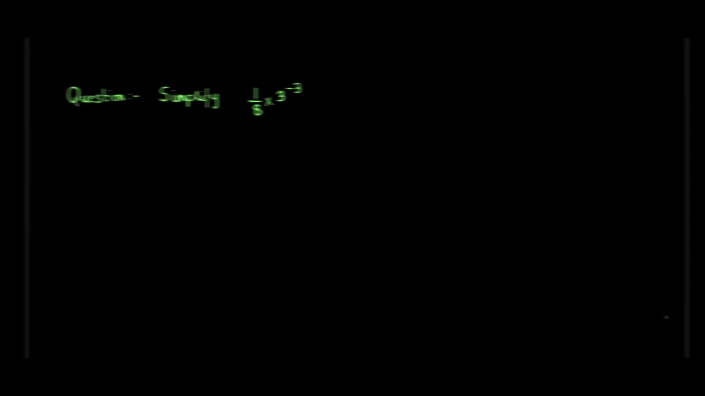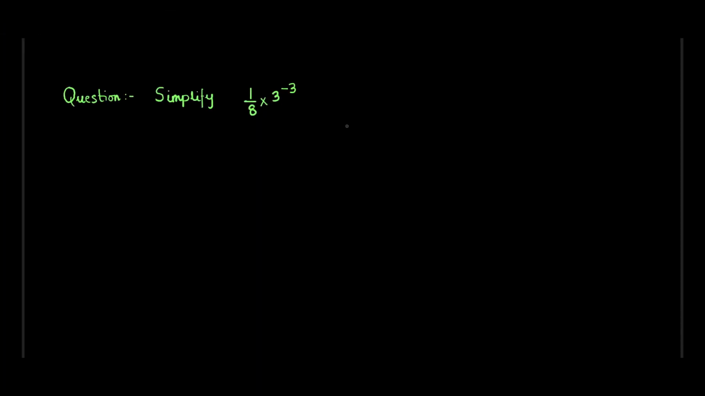The next question is, simplify 1 upon 8 into 3 to the power minus 3. So let me write down the question again. It is 1 upon 8 into 3 to the power minus 3. The first step will be to express 8 in the powers of 2. That will become 1 upon 2 to the power 3 into 3 to the power minus 3.